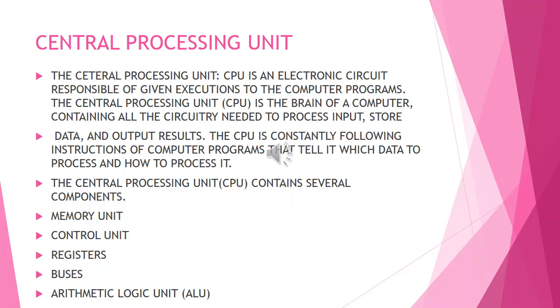So the Central Processing Unit is the brain of the computer, because it contains all the circuitry needed to process input, store data, and output results. They are all embedded on the electronic circuit of the computer. Then the Central Processing Unit contains several components. We have the memory unit, we have the control unit, we have the registers, we have the buses, then we now have the arithmetic and logic unit, which is the ALU.